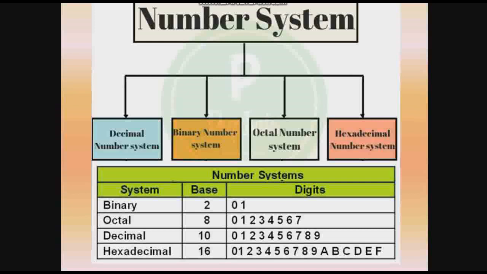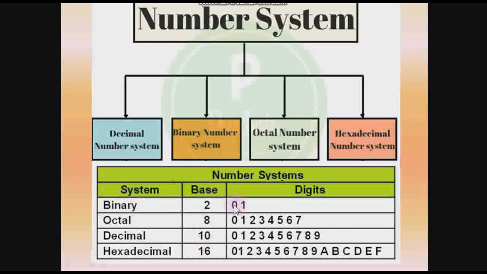Now, these four different types of numbers are decimal, binary, octal, and hexa. Look at this table. In this table, for binary the base is 2. Base means the identification of the number system. If a number's base is written as 2, it means that particular number is a binary number. If the base is 8, that number is an octal number, 10 means a decimal number, and 16 means a hexadecimal number.